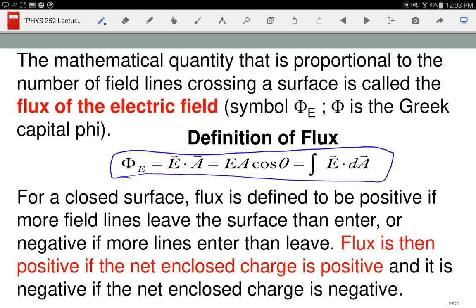Now, if I have a closed surface, going back to my previous picture, if it was a positive charge, was the electric field going out of the surface or into the surface? Out of it. And so that, with this equation, is a positive flux. So if you have a positive flux, you have a positive charge enclosed. Negative flux, negative charge enclosed. Positive flux means that the electric field is coming out of the surface.